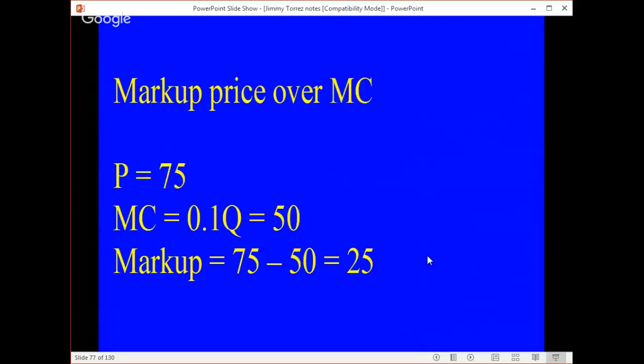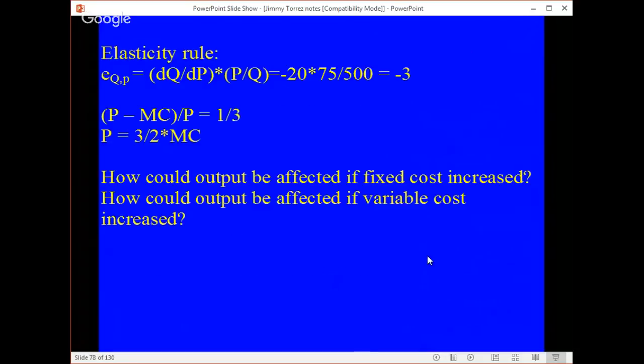Our markup over marginal costs, right? It's 25, and divide that by P, it's 1/3. 25 over 75. Right. My elasticity, in this case, I know price, I know quantity.